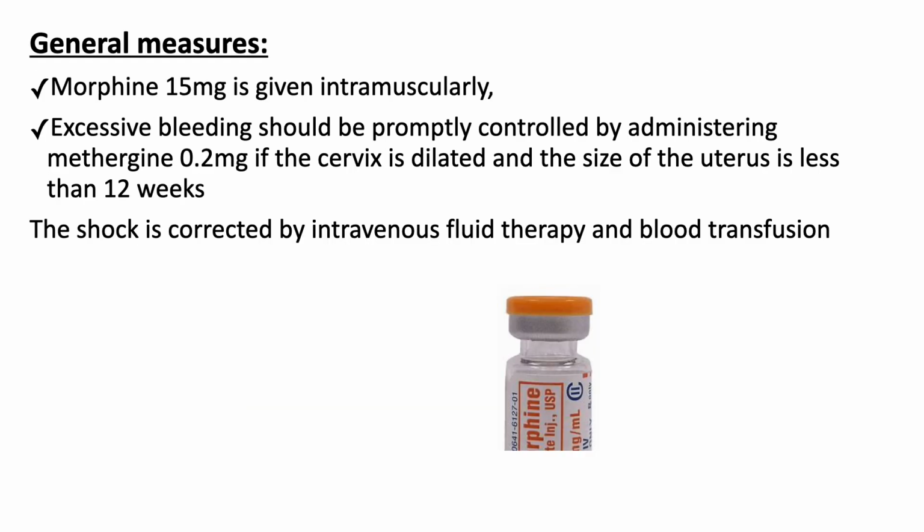Moving on to the general measures, morphine 15 mg is given intramuscularly. Excessive bleeding should be promptly controlled by administering methergine 0.2 mg if the cervix is dilated and the size of the uterus is less than 12 weeks. The shock is corrected by intravenous fluid therapy and blood transfusion.